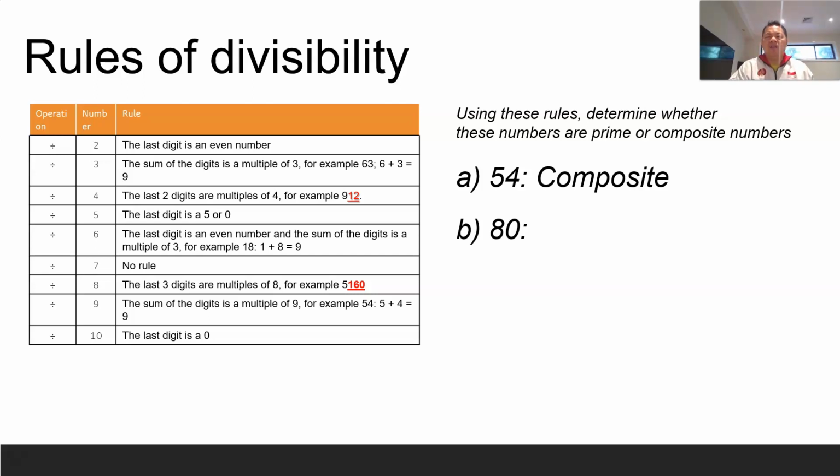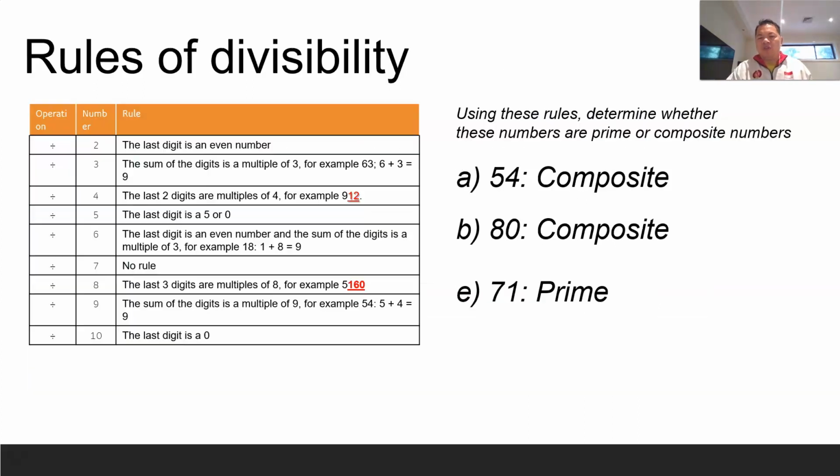What about the next one? 80. Oh, 80 is an even number again, so it must be a composite number. Oh, 71. If I add 7 and 1, 7 plus 1 is 8. So it doesn't satisfy the rules for 3, 6, and 9. So therefore, it is not a composite, so it's a prime number.